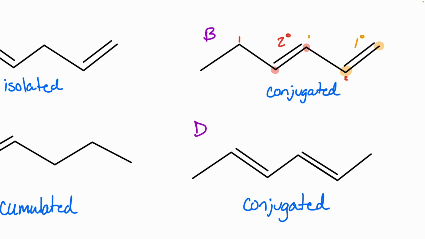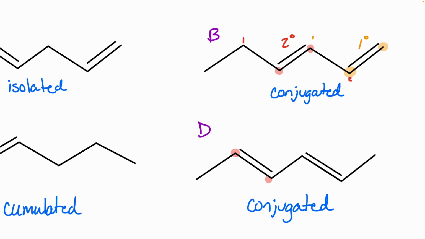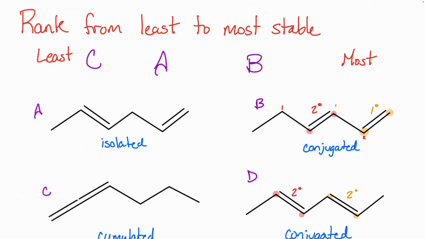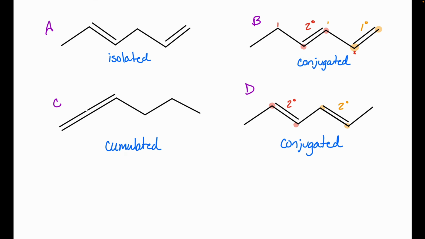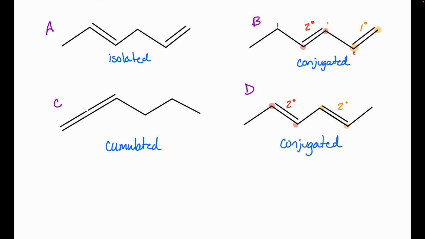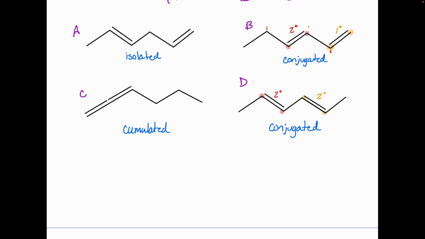If I play the same game down here, what's my degree of substitution of the bond on the left? This one is di-substituted. And what about the degree of substitution of the one on the right? This one's also di-substituted. So then which one would be my more stable diene here, B or D? D. The more substituted is more stable. All right, and then lastly, we're going to throw one more in the mix here. Call this guy E.